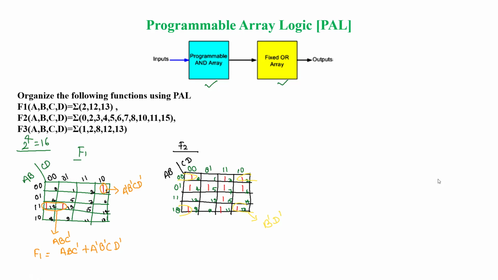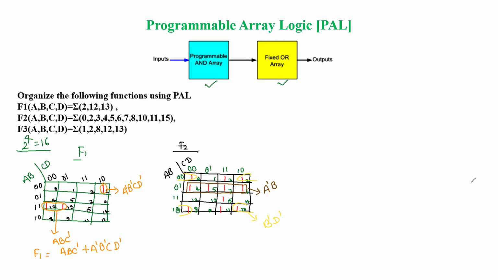Next we'll see another combination. If you look at the second row, we have all fours. So what is common row-wise and column-wise here? We have A dash B.